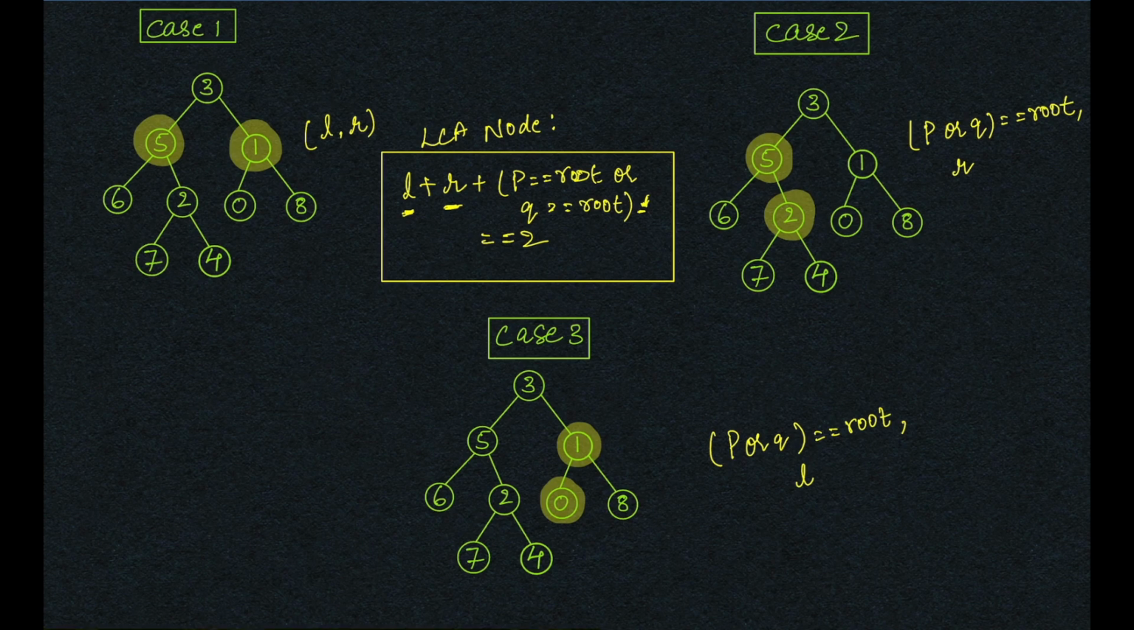So for any node, if it satisfies this condition, left plus right plus P equal to root or Q equal to root equals 2, then we say that node is the lowest common ancestor node. So finally we have to return this node. I hope it is clear from this explanation. Let's quickly code this up.